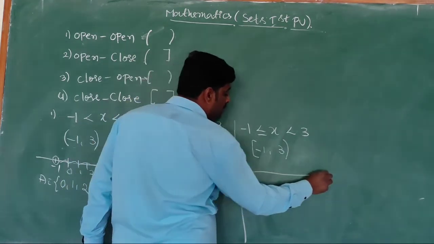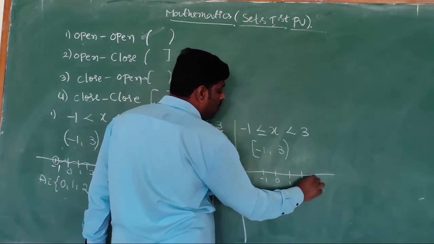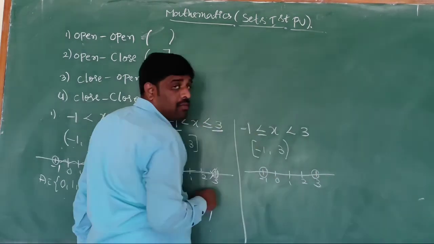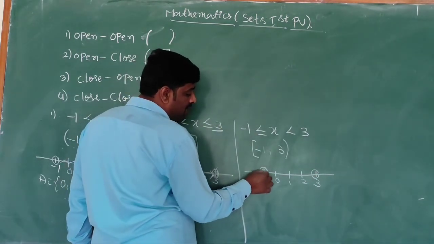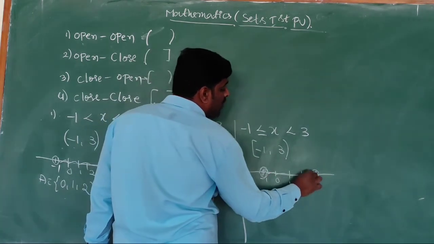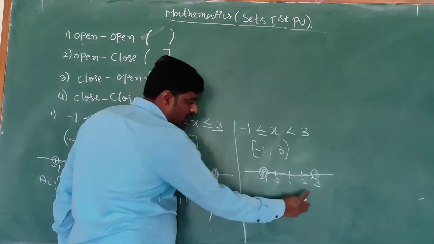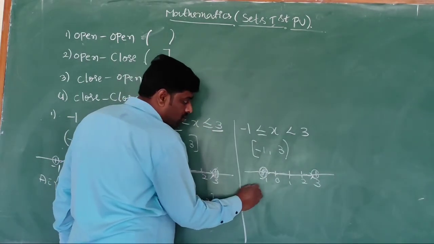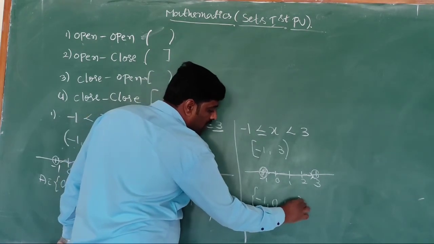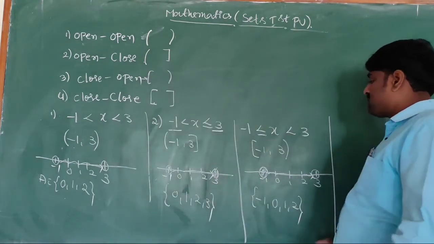So now I should write the number line: -1, 0, 1, 2, 3. -1 is an end point, 3 is an end point. I should shade -1, because -1 is close. I should not shade 3, because 3 is open. So I leave 3 and write the remaining elements. What are the elements? -1, 0, 1, 2. This is close, open. Next, close.